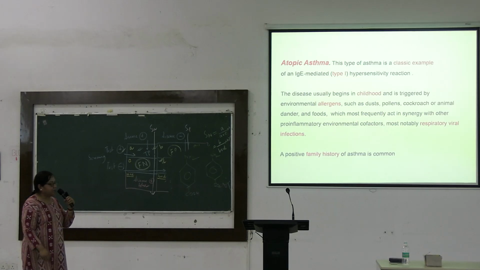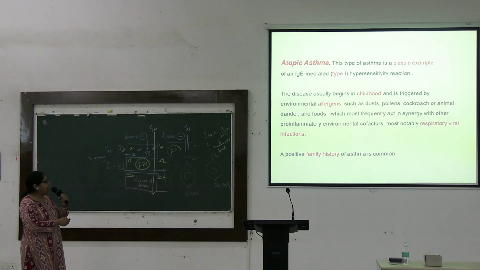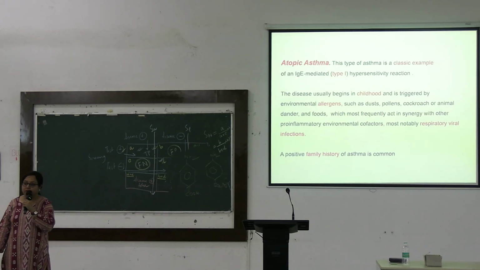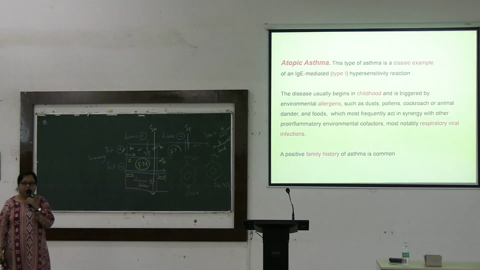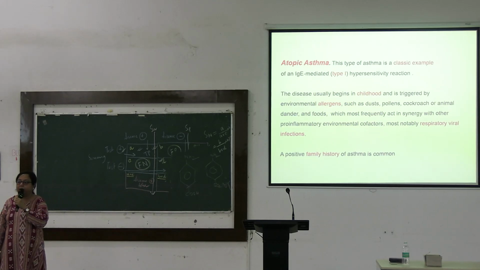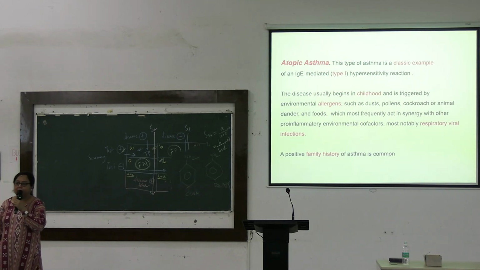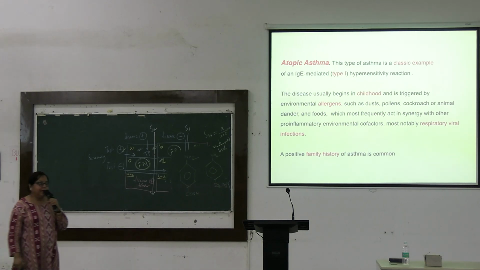So atopic asthma is a type 1 hypersensitivity reaction, IgE mediated. It begins in childhood and it is due to allergens. So what are the allergens? Like dust, pollen, cockroach or animal dander and food. And mostly due to some respiratory viral infections and positive family history. In the same family, the parents may be involved or siblings may be involved. So in atopic asthma, family history is positive.